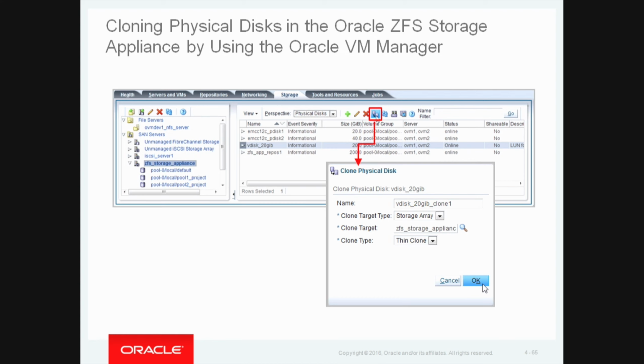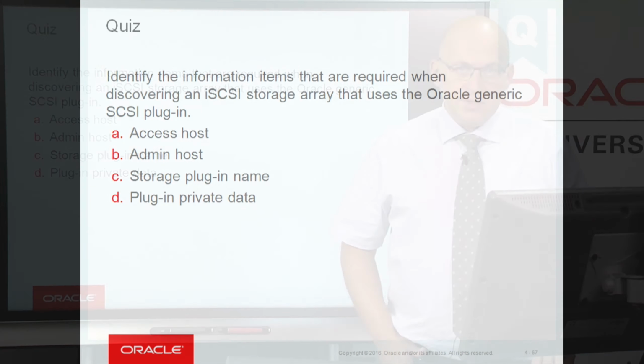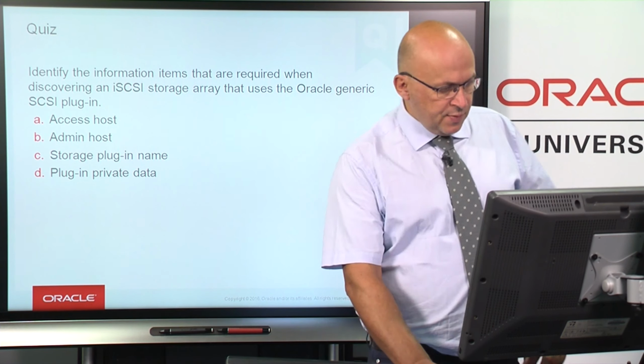Now, if you want to clone these disks, by any kind of means, you just have to click on the associated image, and then choose the storage. The clone target is the storage array, and the clone type, in this case, is thin cloning.